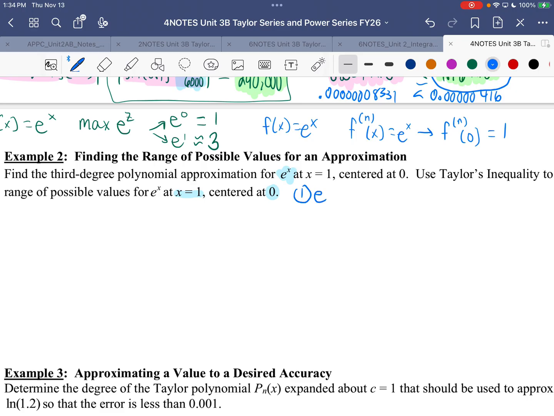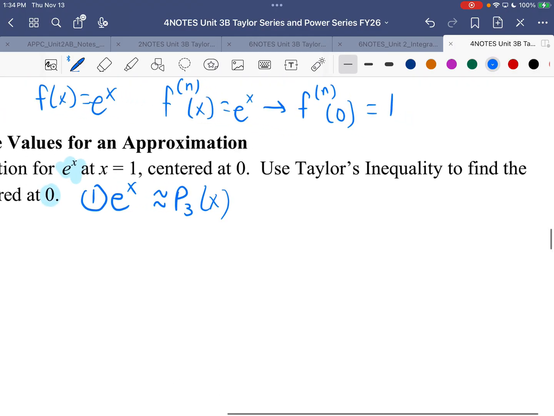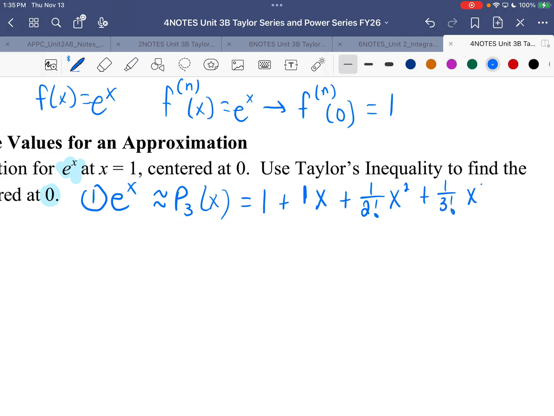So we have e to the x, and we're trying to get a 3rd degree polynomial, so until the exponent of x is 3. Okay, f at 0 is 1, plus f prime at 0 is also 1, over 1 factorial times x to the 1, plus 1 over 2 factorial times x squared, plus 1 over 3 factorial times x cubed.